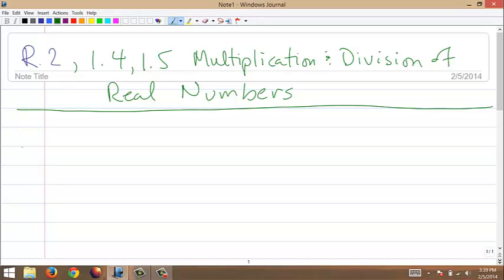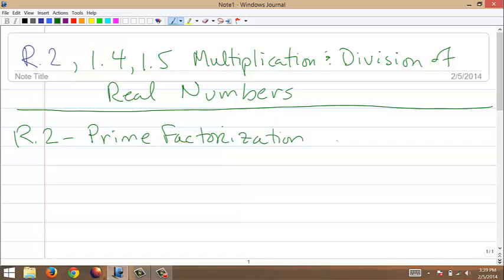So the things that are going to be coming from R.2 are going to be the idea of a prime factorization of a number, which is basically taking a number and breaking it down into its prime numbers. Like, for example, 2 is a prime number because the only number that divides 2 is 1 and 2 itself. So some of the prime numbers are 2, 3, 5, 7, 11, 13, and you can keep going and going. And so the goal is we want to break individual numbers into primes and products of primes and things like that to help us with some cancellation and simplification that we're going to do related to multiplication and division.